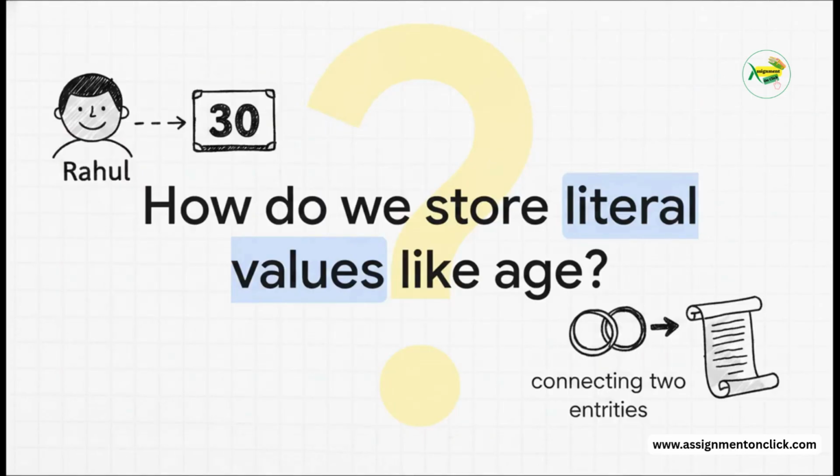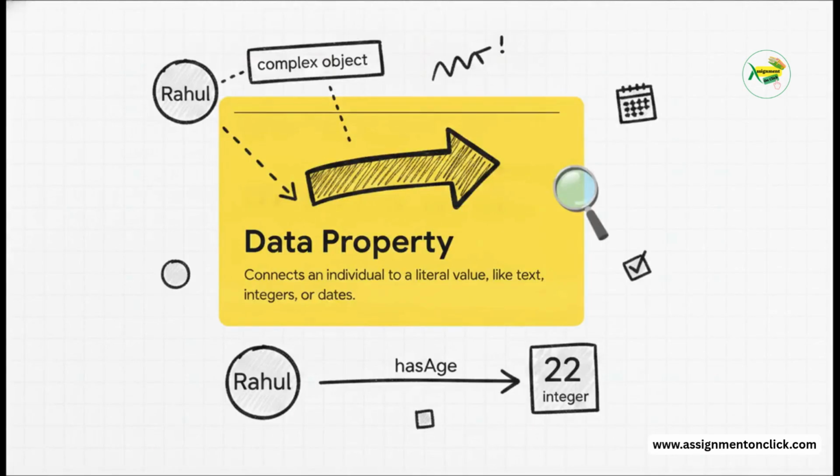That works perfectly for connecting 2 entities. But what if we want to store something like Rahul's age? Age isn't another individual entity floating around in our ontology. A person's age is just a value, right? And that is exactly where data properties come to the rescue.